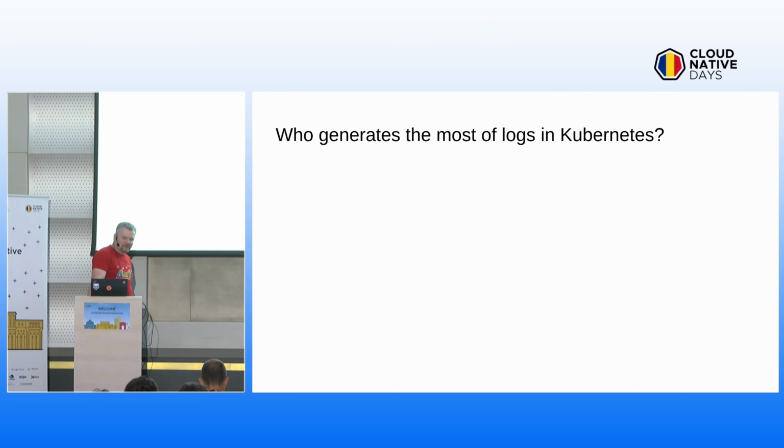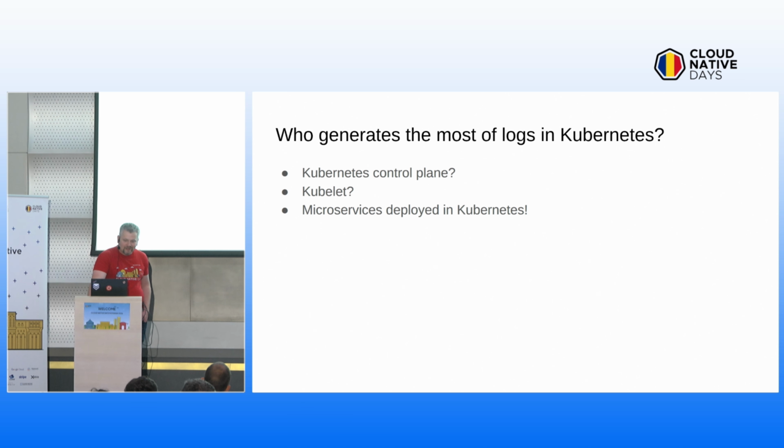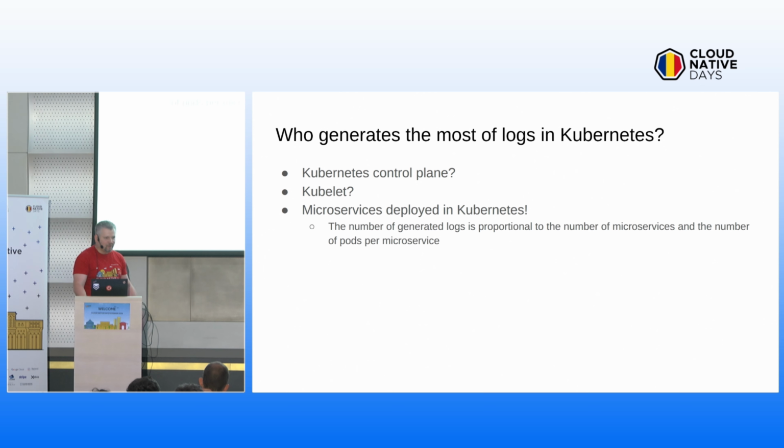Who generates the most of the logs in Kubernetes? Probably this is a Kubernetes control plane or API server. I don't think so. And probably that's Kubelet installed on every Kubernetes node. And the answer is no. The correct answer is that most of the logs are generated by user applications or microservices which are deployed in Kubernetes. And the number of logs is proportional to the number of deployed microservices multiplied by the number of replicas of these microservices, the number of pods.